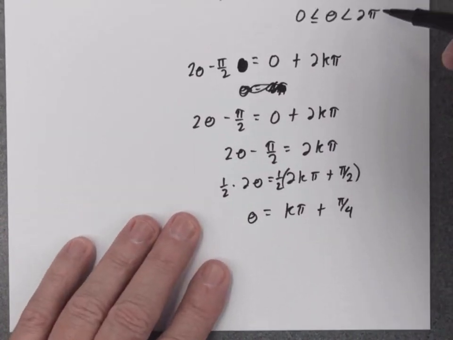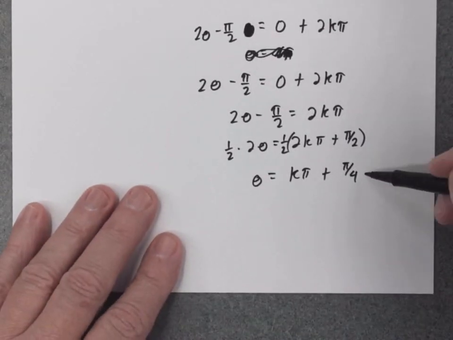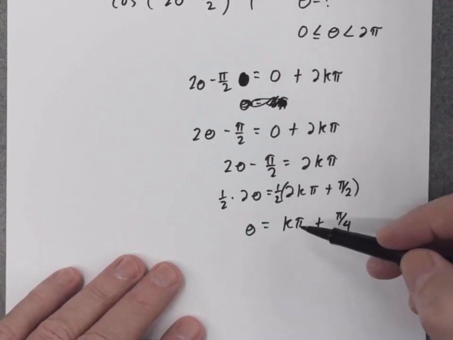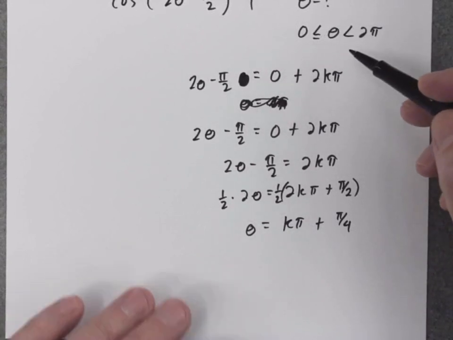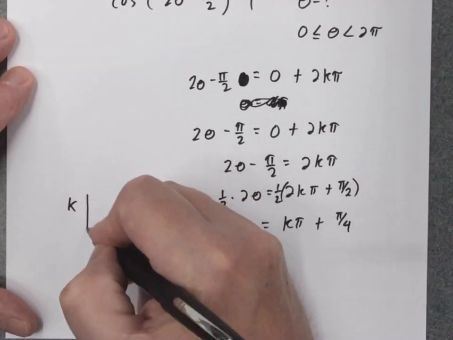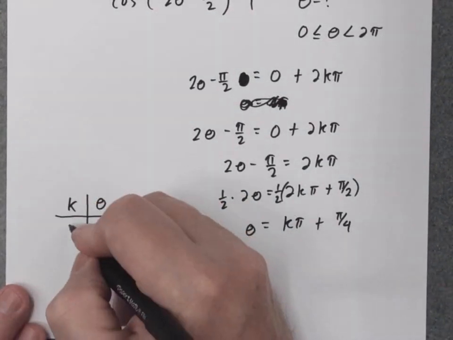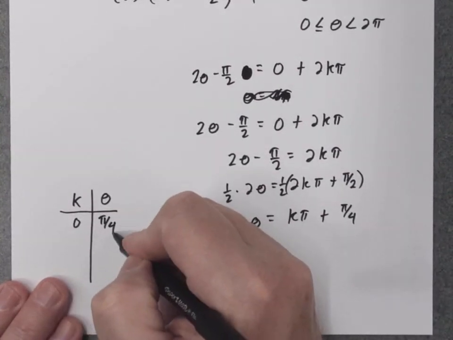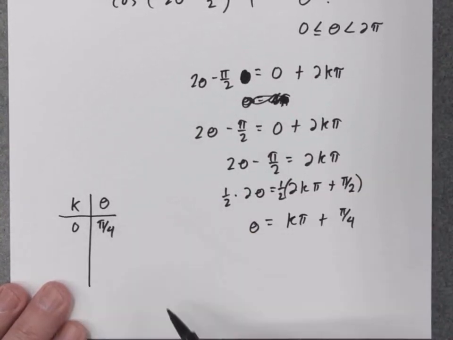Now for this problem, they're asking me what are the solutions between 0 and 2 pi. So this general solution is what I'm going to use, and I'm going to start plugging in values of k and see how many angles are between 0 and 2 pi. So if I set up my table, let's start with k equals 0. When k is 0, theta is pi over 4. Pi over 4 is between 0 and 2 pi, so that's going to be a solution.